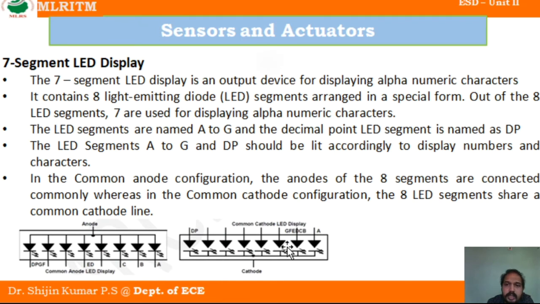In the case of common cathode configuration, all the cathodes are connected together and we have to connect the battery to the anode. So if you are providing power to this LED, this LED alone will glow, and if you are giving VCC to this LED, it alone will glow. Like that we can control these LEDs.